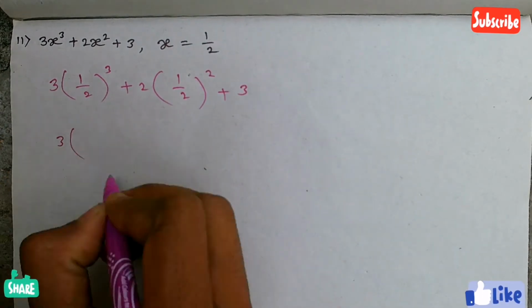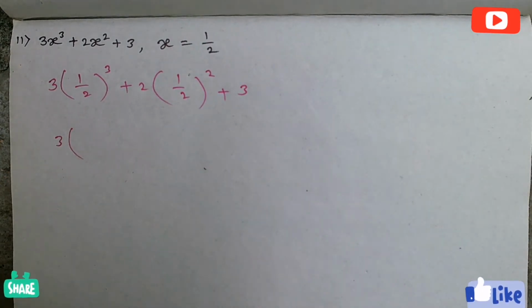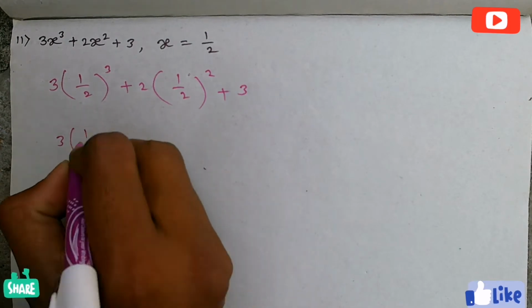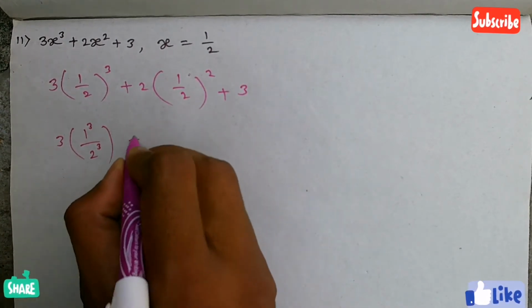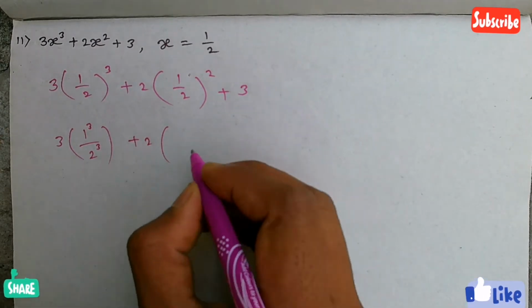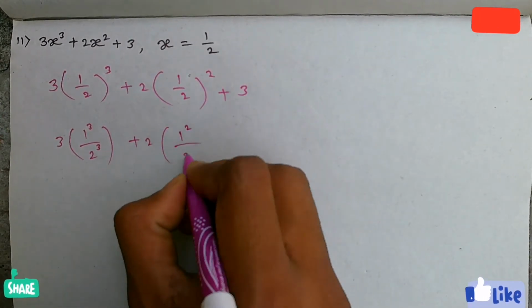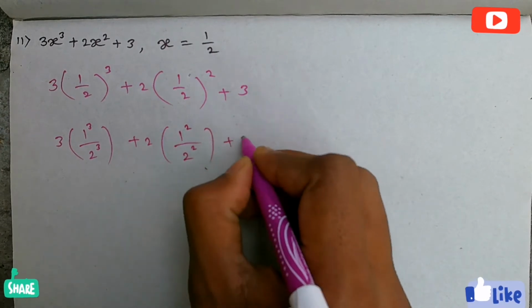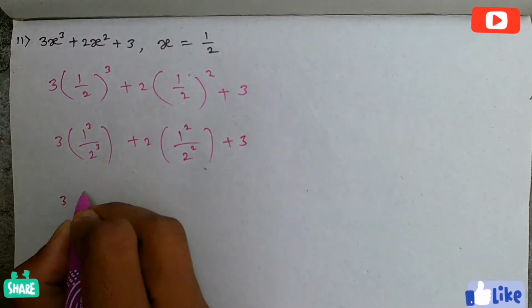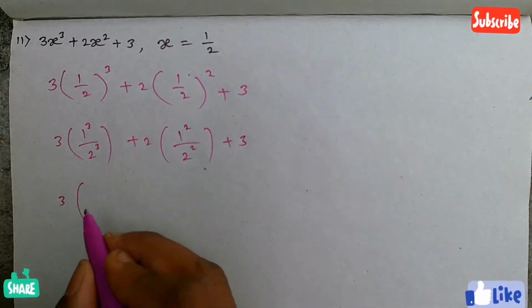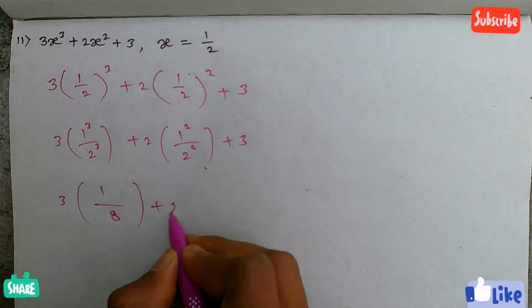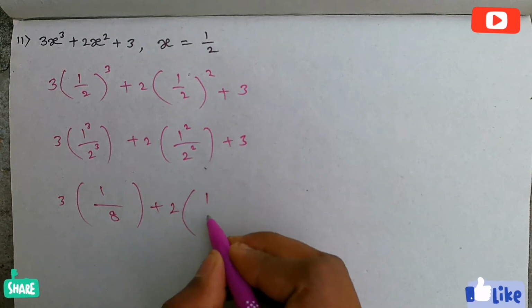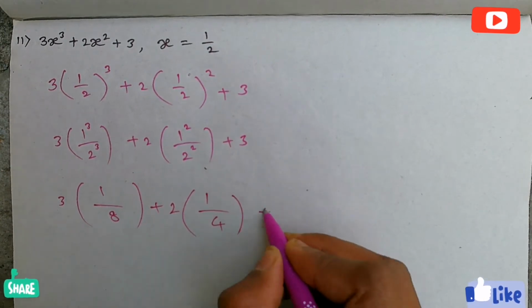So 3 into 1 by 2 whole power 3 is nothing but 1 power 3 divided by 2 power 3, plus 2 into 1 by 2 whole square is nothing but 1 square by 2 square, plus 3 as usual. So we will get 3 times 1 cube, which is 1, by 2 cube, which is 8, plus 2 into 1 square, which is 1, by 2 square, which is 4, plus 3.